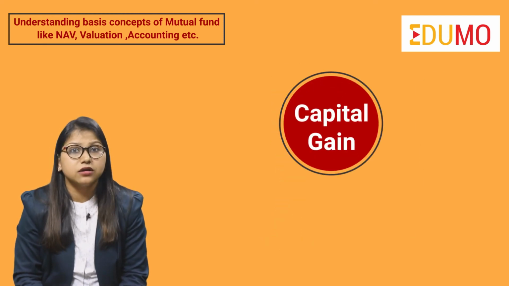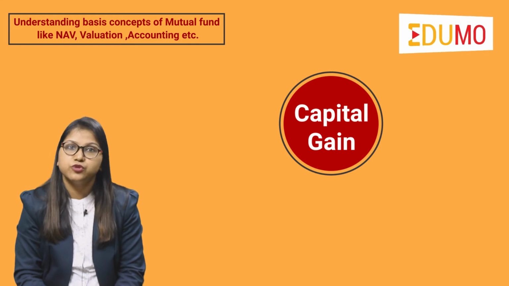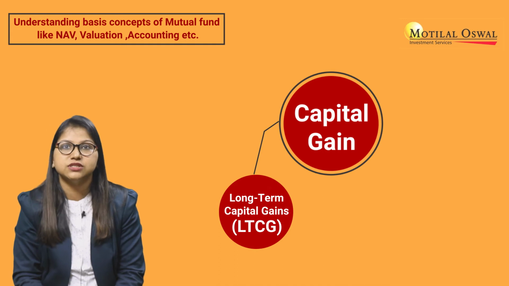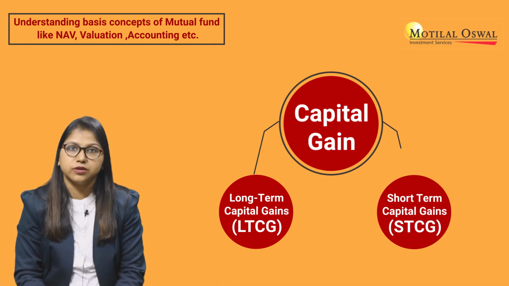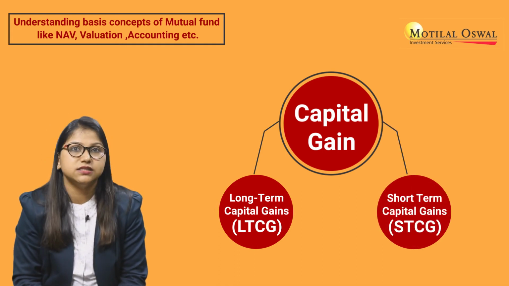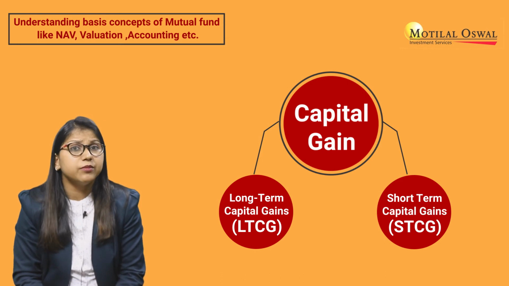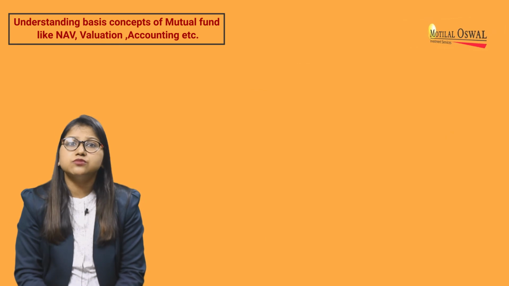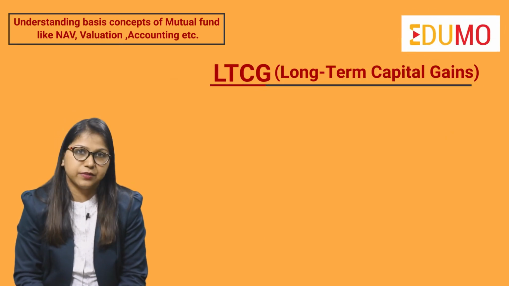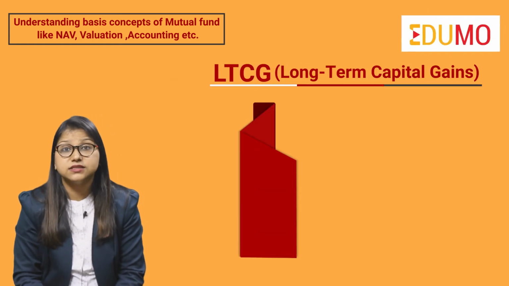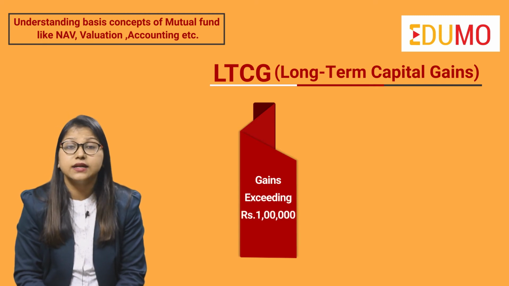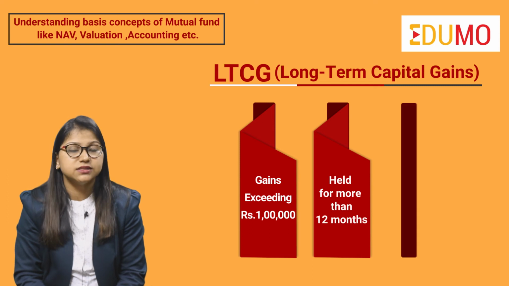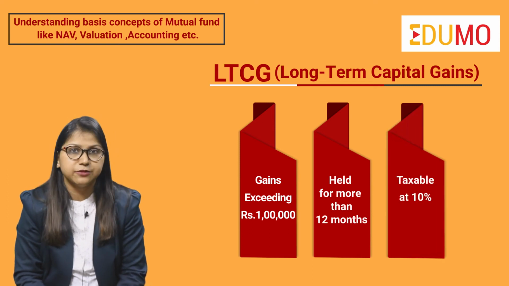A capital gain occurs from the trade of the units of a mutual fund, and it is of two types. First is long-term capital gain, which is LTCG, and next is short-term capital gain, which is the STCG. The taxes applicable on these are known as capital gain tax. So when it comes to LTCG, all gains exceeding rupees 1 lakh earned from securities held for more than 12 months are taxable at the rate of 10%.